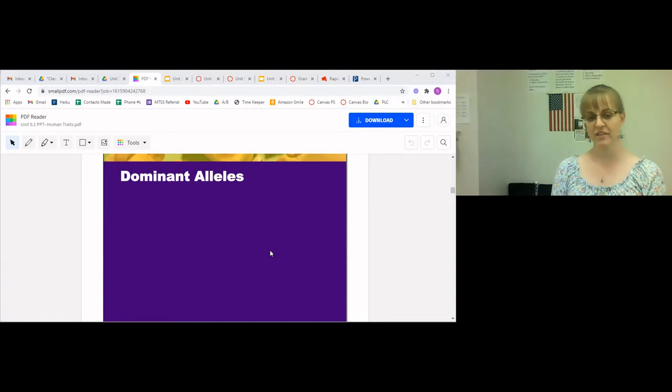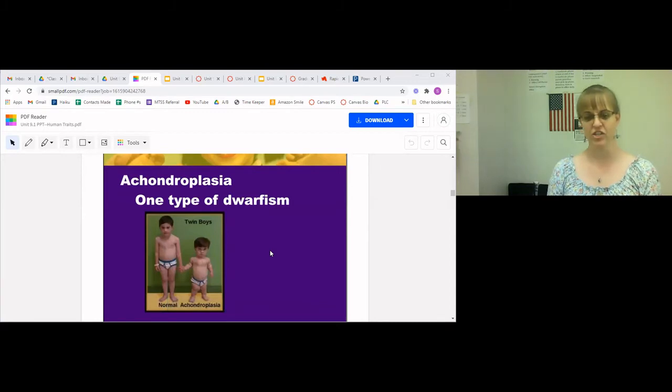Recessive alleles are not the only thing that can cause genetic diseases. Dominant alleles can also be problems. One example of a genetic condition caused by a dominant gene is achondroplasia, which is a type of dwarfism. This is the most common type that people think of when they think of little people. These two boys are twin boys, obviously not identical twins, they're fraternal twins. However, you'll see that one has a normal genotype and one has the gene for achondroplasia.